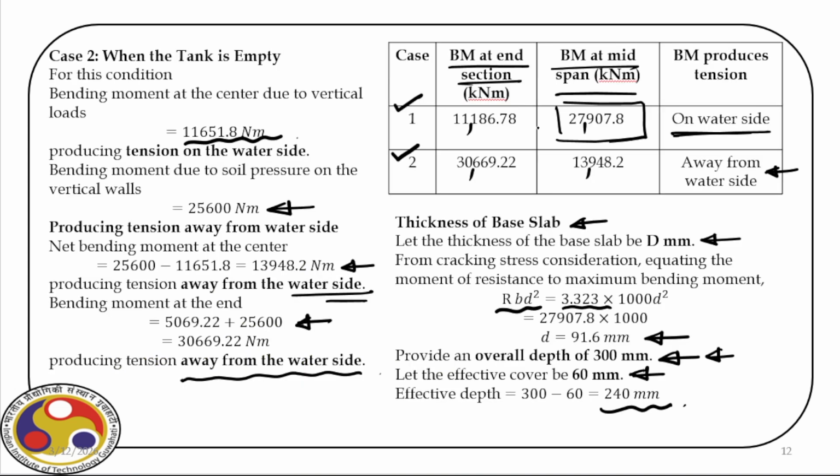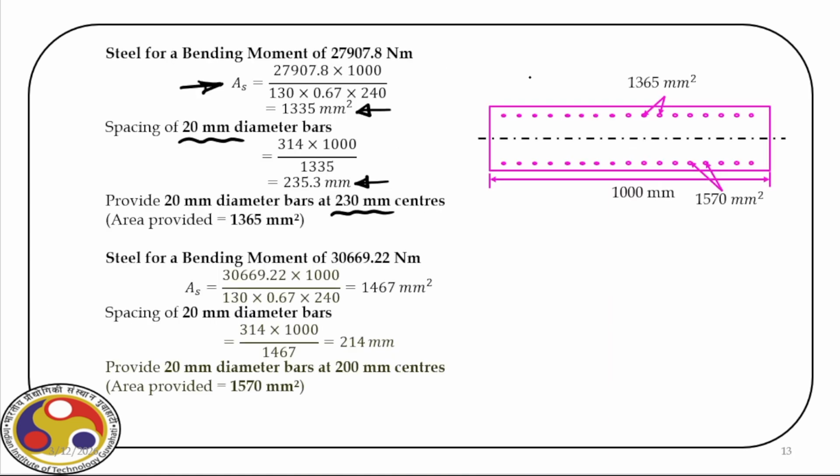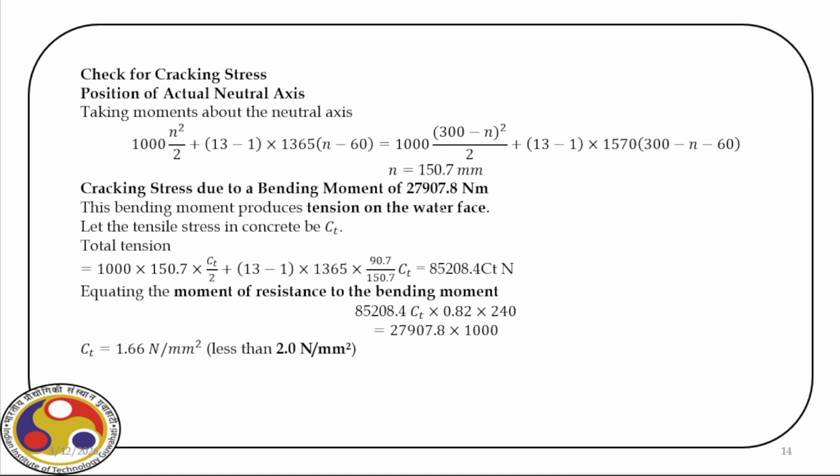Then if you go back, we have the other load case producing a moment of 30,669.22. So for that, again, let us find out the steel, which is 1467 millimeter square. So we provide 20 millimeter diameter bar at a spacing of 240 millimeter. So let us provide 25 bars at the rate of 200 center to center. That satisfies the requirement of steel. So we provide 1570 millimeter square as opposed to 1467 millimeter square that is required.